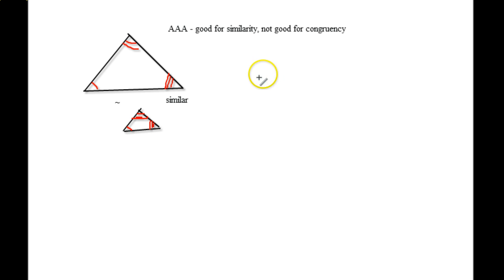Now, here's the thing, and I'm only going to draw part of it just to represent it. Let's say I actually had ASA. Let's say I actually had something that looks like this, and this one I'm going to be talking about SSA.